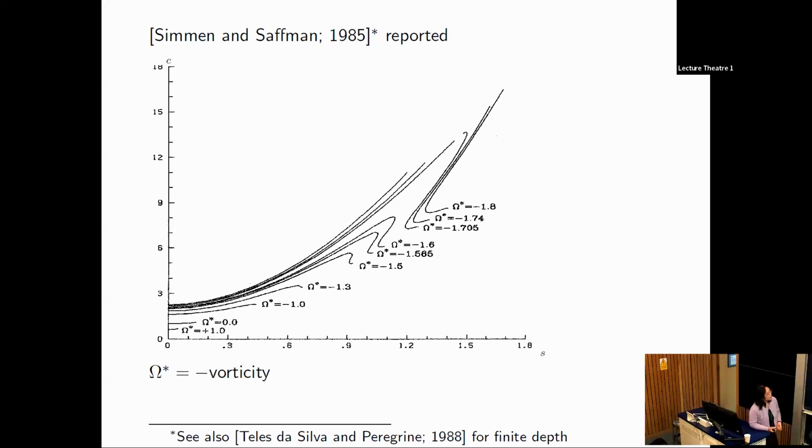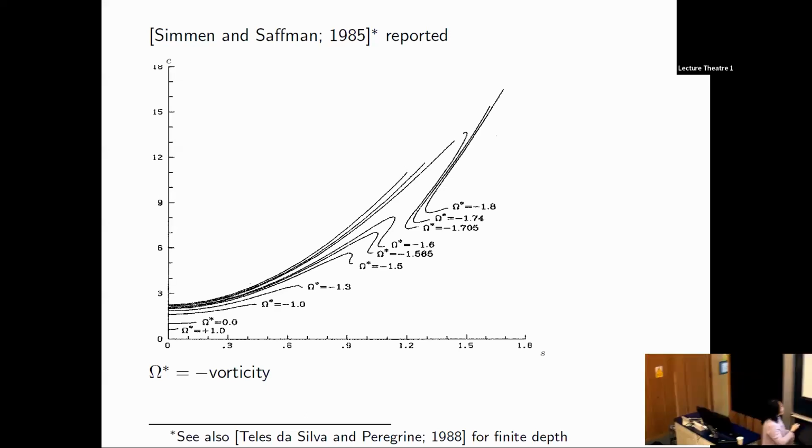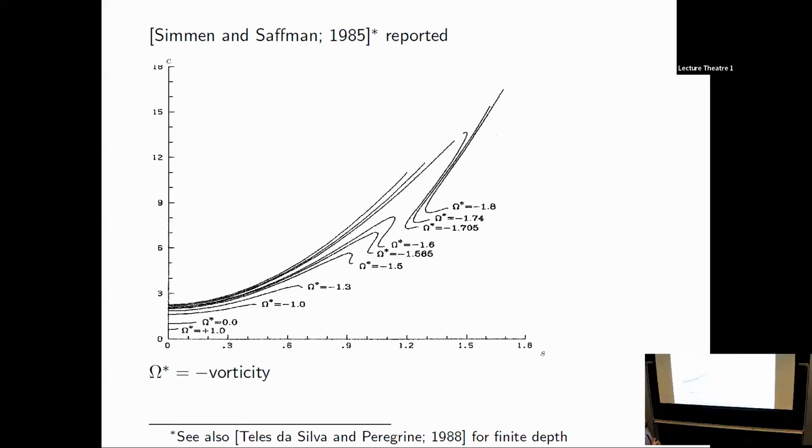Now, Simmen and Saffman computed the solution in the wave speed versus stiffness plane. And you see this tiny curve here. This is the zero vorticity result. For negative vorticity, like a downstream case, the curve is getting shorter. That means the extreme waves are shorter, but otherwise, the result is qualitatively the same as the zero vorticity case.